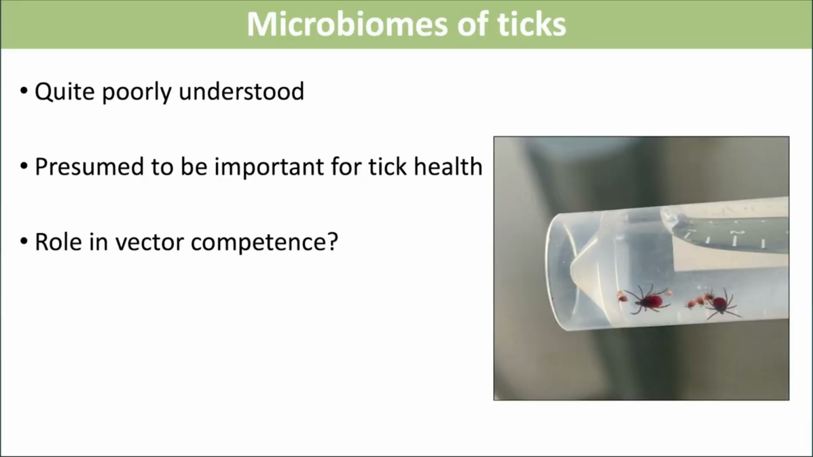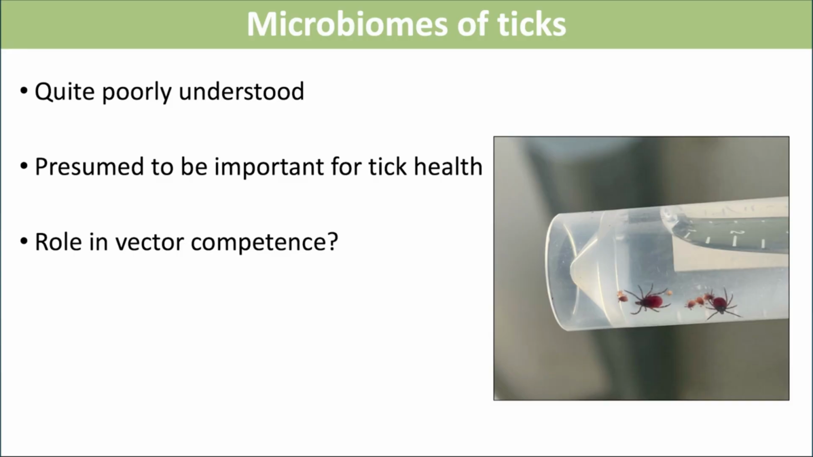Ticks are important vectors for disease in humans and other animals, and they also have microbiomes. However, unlike humans, their microbiomes remain fairly understudied and not fully understood. At the very least, it is believed that the microbiome of ticks plays crucial roles in tick health and behavior, and is biologically important for ticks to be able to perform nutrient synthesis and digestion.